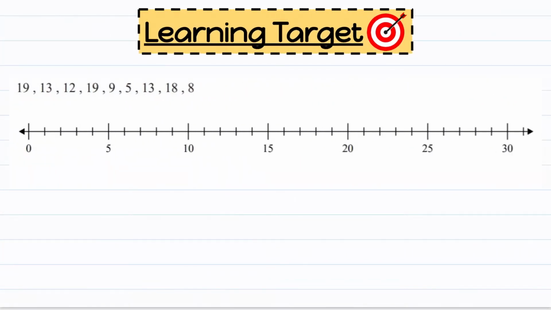So by the end of today's lesson, this is our learning target. So this is a question that you should be able to do. So you should be able to take this data set and then represent it on a number line.